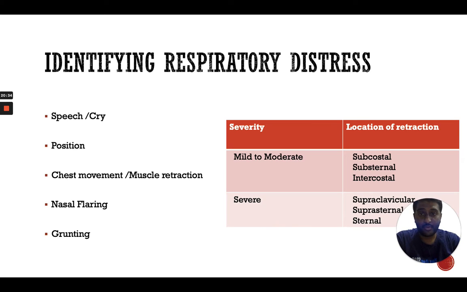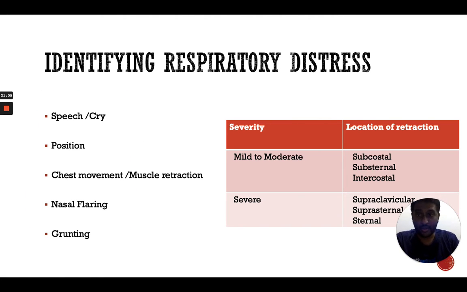All right. So this is how the muscle retraction can help you assess how severe the distress is. Okay. Let's say the muscular retraction is in the subcostal, substernal, intercostal. It's usually mild to moderate. But if you see anything above the sternum or the clavicle, it's a very severe one. These kind of patients need to be managed in resus. Okay. Supraclavicular, suprasternal, and sternal retractions.